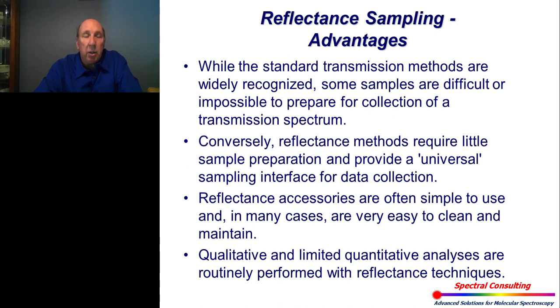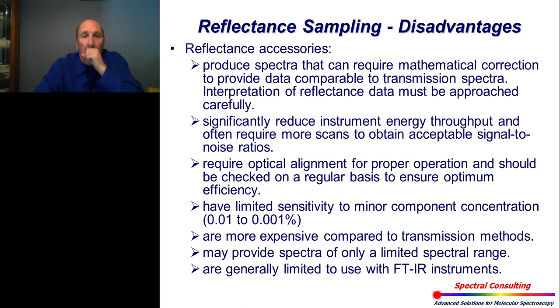The reason we say limited quantitative analysis is sometimes you don't have quite the range of sensitivity, the range of concentrations that you do when you do transmission sampling. Some disadvantages for reflectance: it can often produce spectra that require mathematical correction. And if you don't know that, you may not see the spectrum in the same way as if you did it by transmission. It can significantly reduce an instrument's energy throughput and will often require more scans to get a good SNR value.